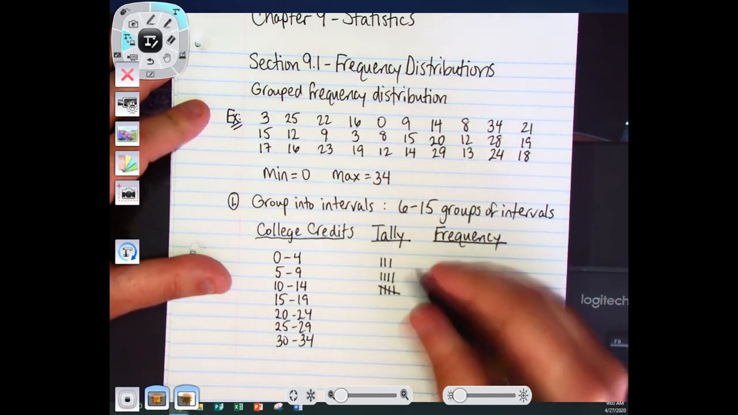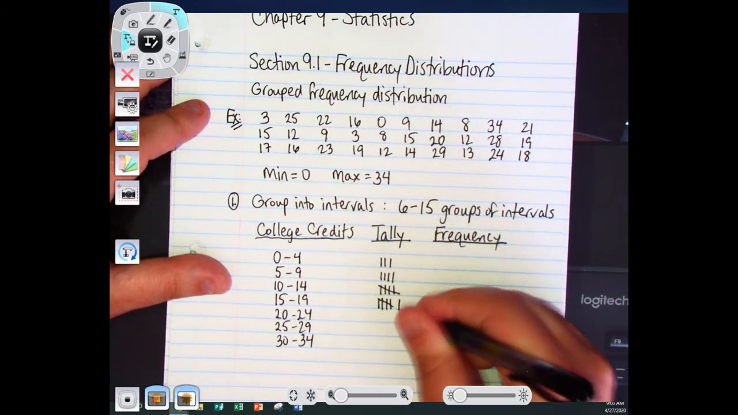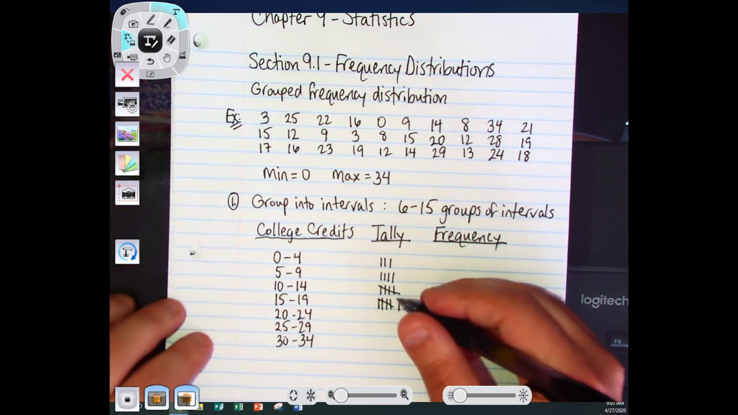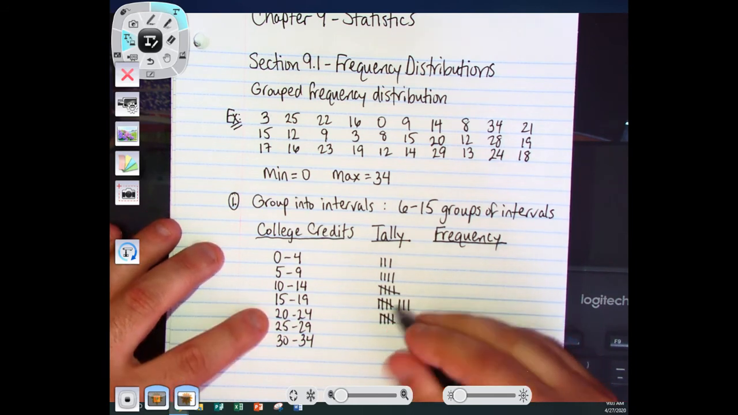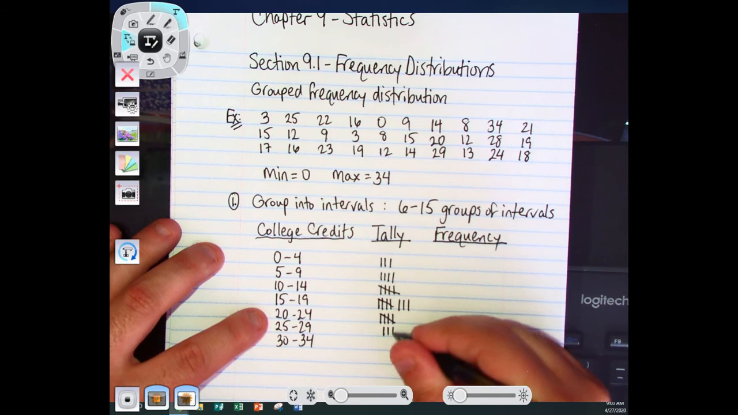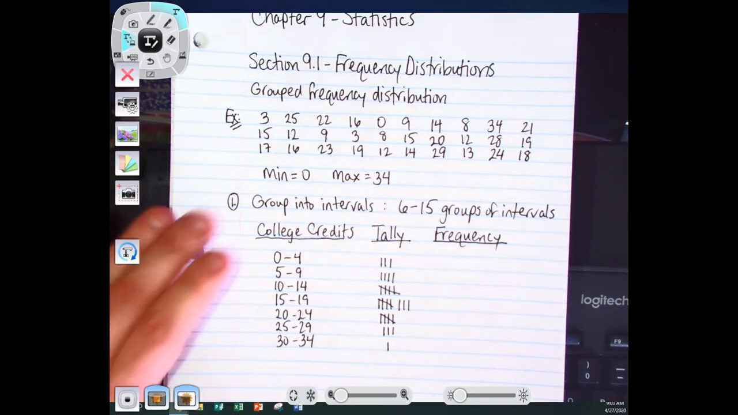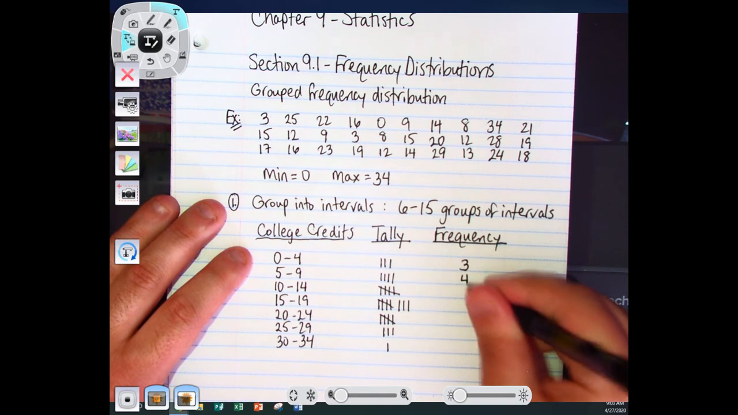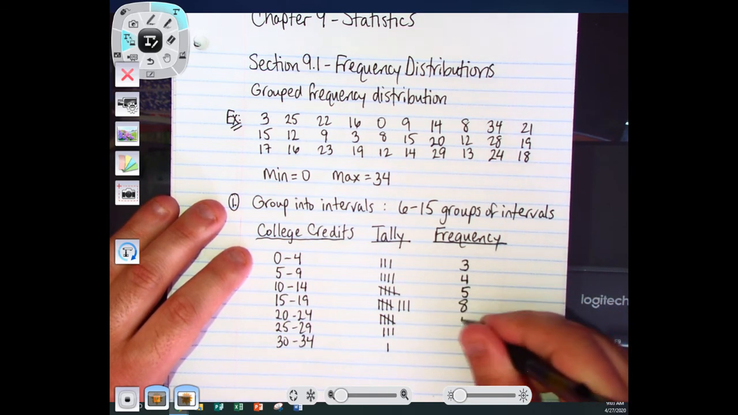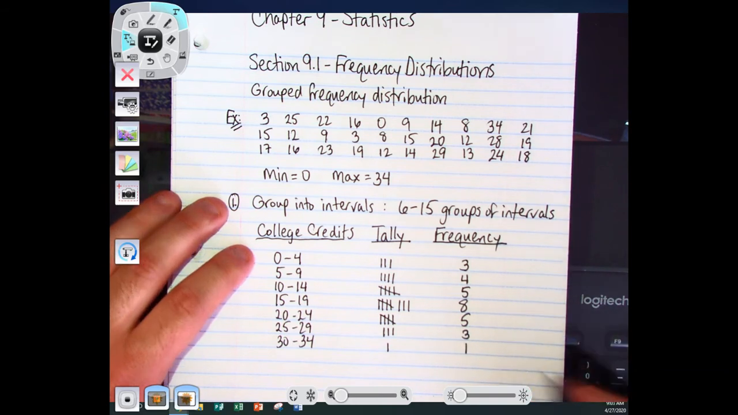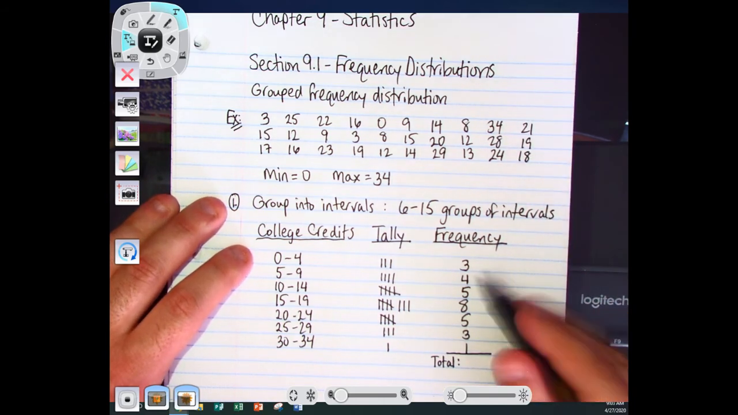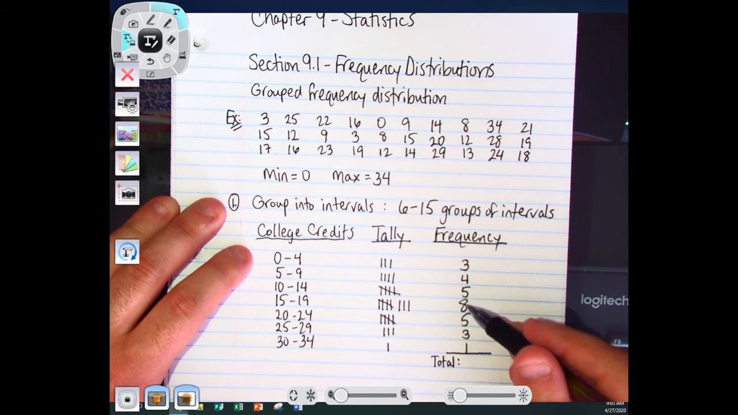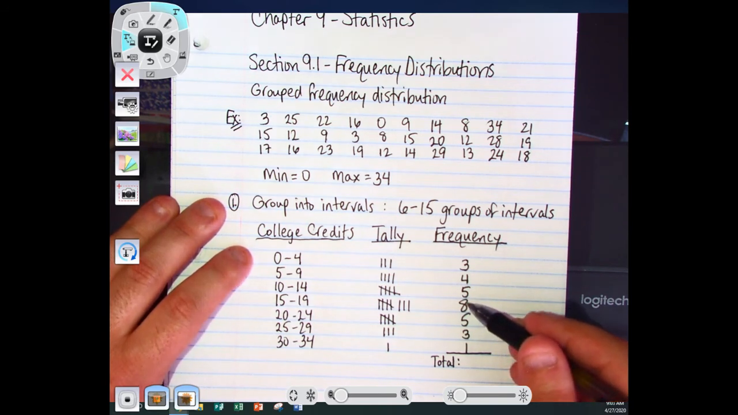So 15 to 19, that's the largest group at 8. 20 to 24 would have 5 after the count. 25 to 29 would have 3, and then 30 to 34 would have 1. So we have 3, 4, 5, 8, 5, 3, 1. And when everything is said and done, the total should match the number that's in your random sample. So 3 plus 4, 7 plus 5 is 12, plus 8 is 20.